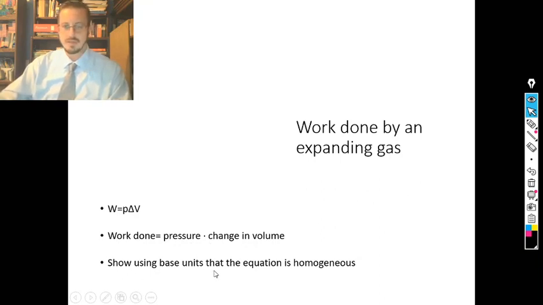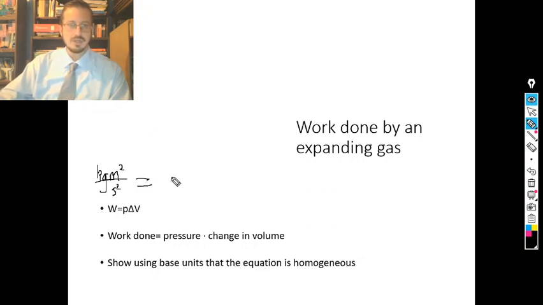Show using base units that the equation is homogeneous. We need to make sure that we have the same units on the left side as the right side of this equation for it to be valid. Let's take a moment to work through that. Just a minute ago, we said that work has base units of kilogram meters squared per second squared. All right, so those are the base units of energy.